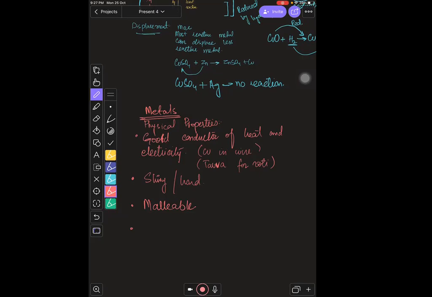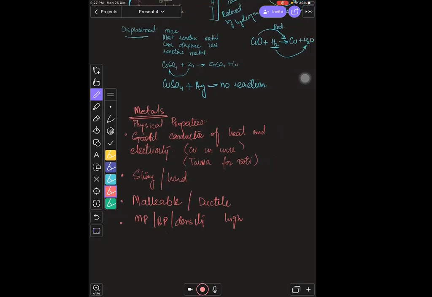Very good. Now listen, if you know that they are hard, you can say that their melting and boiling points and their densities are high. You can use this information as well, right? And if you know that they are malleable, you can say that they are ductile as well. They can be converted into thin sheets and wires. So these are the very important and very simple properties of metals.